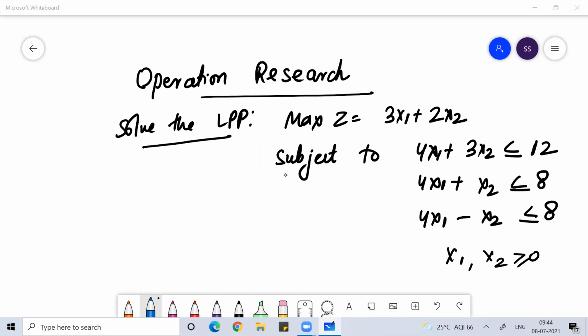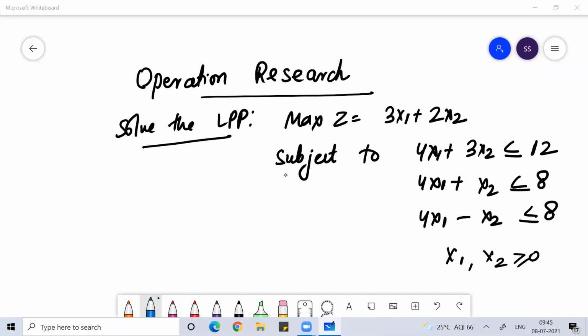If you see this problem, the objective function is maximize z equals x1 plus 2x2, and three constraints are given to us. The first is that 4x2 should be less than or equal to 12. The next constraint is 4x1 plus x2, which should be less than or equal to 8. The third constraint is 4x1 minus x2, which should be less than or equal to 8. And then x1 and x2 should be greater than or equal to zero.